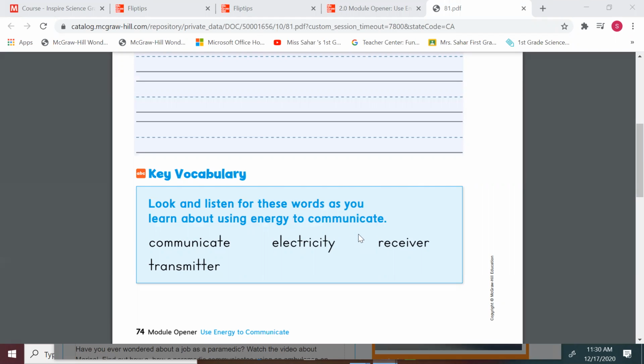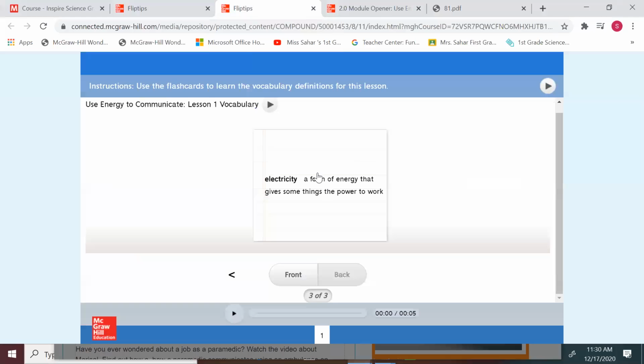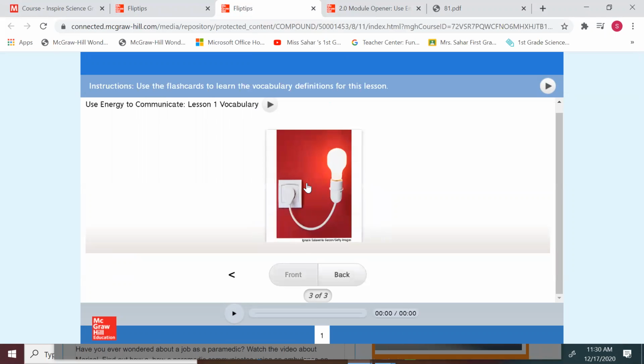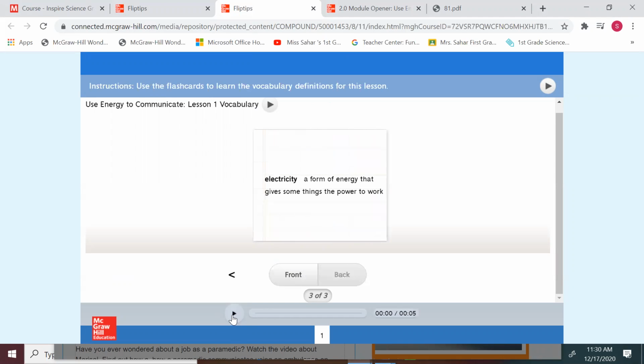All right, so these few words that we're gonna see on the screen will cover lesson 1 and lesson 2. So that vocabulary will help us to understand lesson 1 and lesson 2 in this unit. So let's see the definition for the words. Electricity, a form of energy that gives some things the power to work.